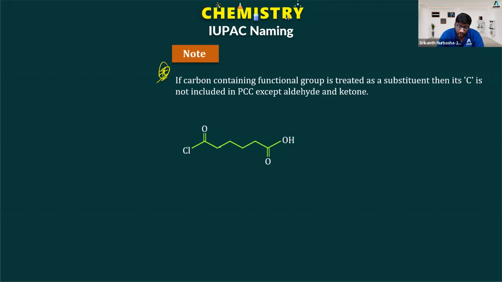CHO, CH2, CH2, CH2, CH2, C double bond O, Cl. Now try to name this compound. All of you give the name of this compound. Right or wrong, it's okay. You have to try first. Whether you're getting the right answer or wrong answer, that is a different scenario. First, you have to give your attempt.